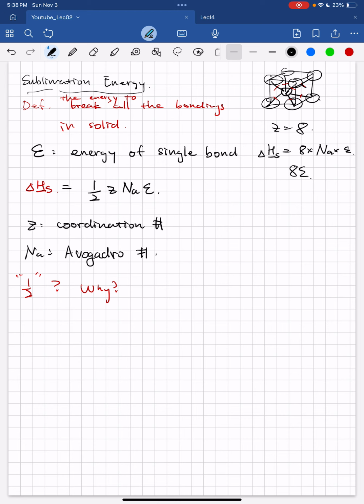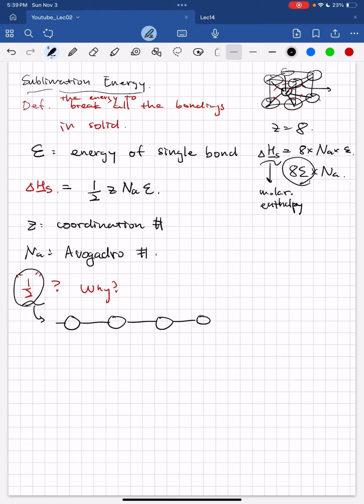Because there are 8 bondings, of course, the molar enthalpy should equal 8 epsilon times Na, because there are 8 bondings per unit square. You may think of it like this, but we have to divide it by 2 because we don't want to count twice, because atoms share a bonding. Two atoms would share one bonding. This is where the divide by 2 comes from.